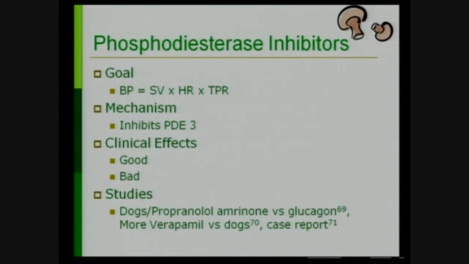And in this study here with dogs poisoned with propranolol and then treated with amrinone versus glucagon, they found that they both would increase your cardiac contractility, and that in these dogs poisoned with verapamil, they found that the amrinone was better than placebo. And here was a case report that it was actually glucagon and amrinone together that treated a patient successfully.